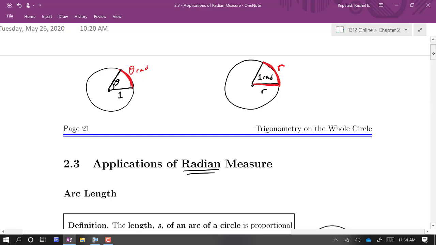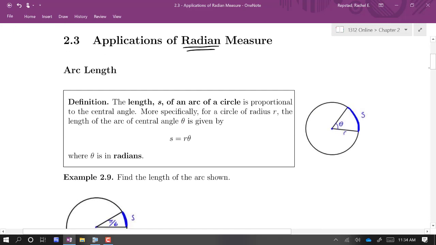And in fact, our first application deals with arc length. The length of an arc, which we denote as S, of a circle is proportional to the central angle, meaning, let's say I have a circle of radius r. If I measure this central angle theta in radians, then that length S is just r times theta. Take your radius, multiply it by theta.